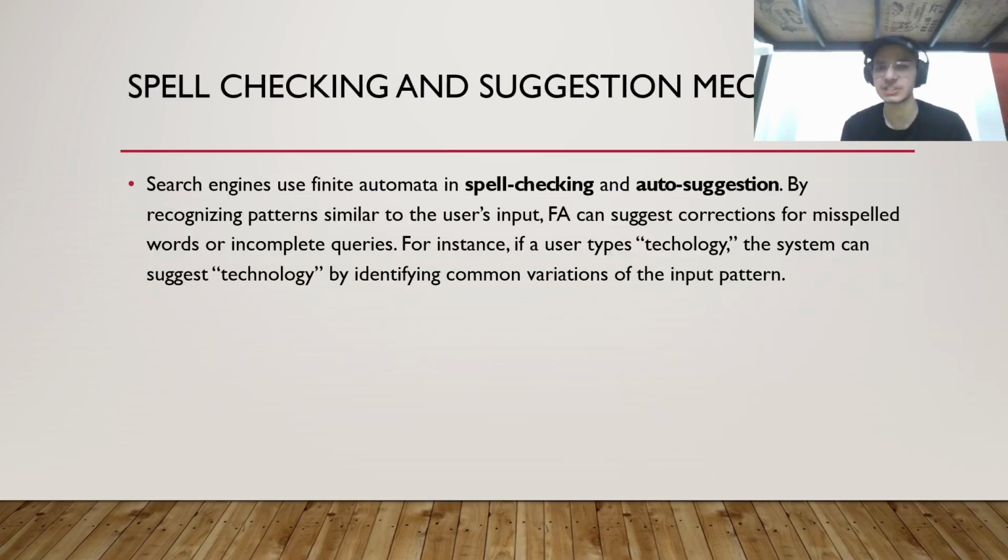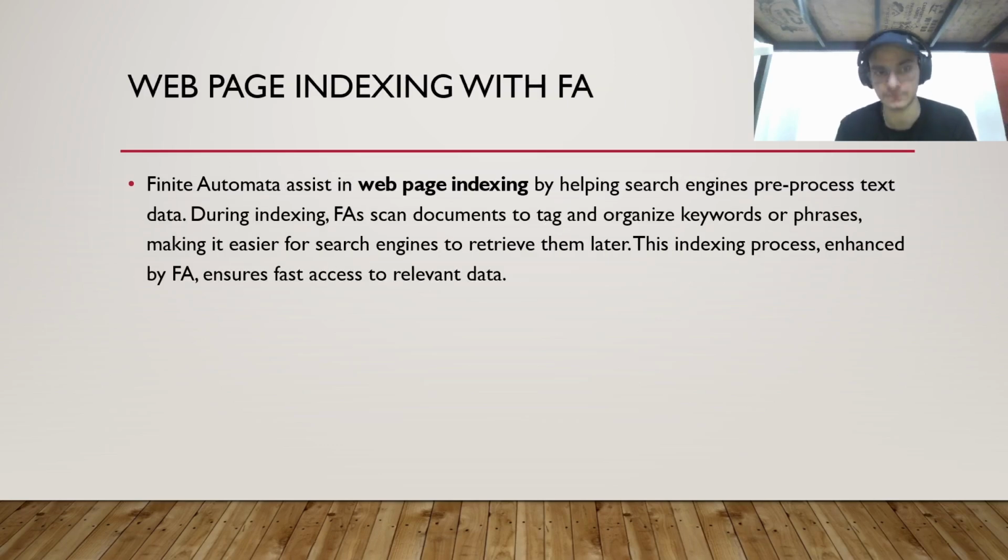Next, we have spell checking and suggestion mechanism. Search engines use finite automata in spell checking and auto suggestion. By recognizing patterns similar to the user's input, finite automata can suggest corrections for misspelled words or incomplete queries. For instance, if a user types technology, the system can suggest technology all by itself by identifying common variations of the input pattern.